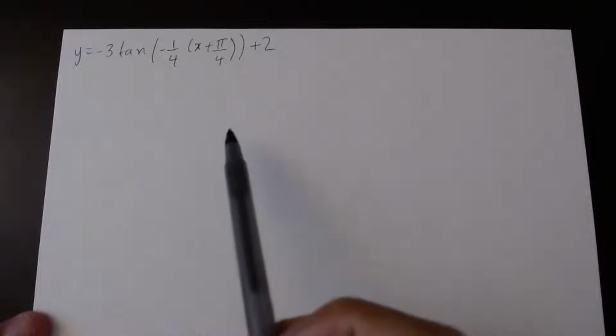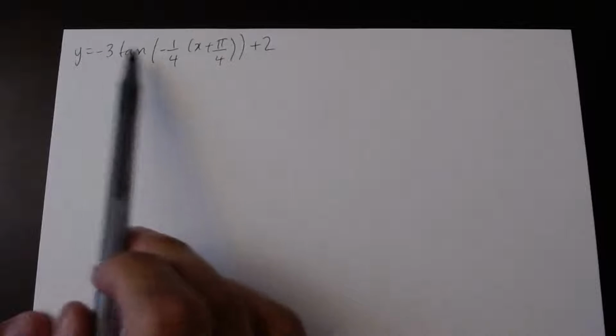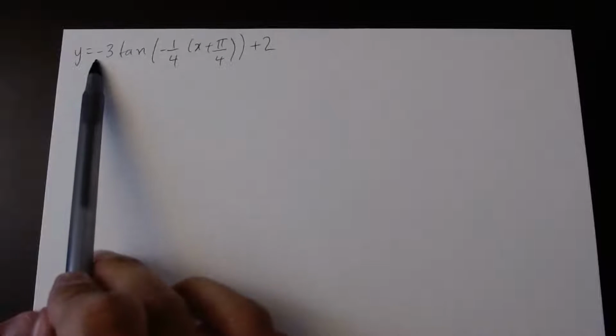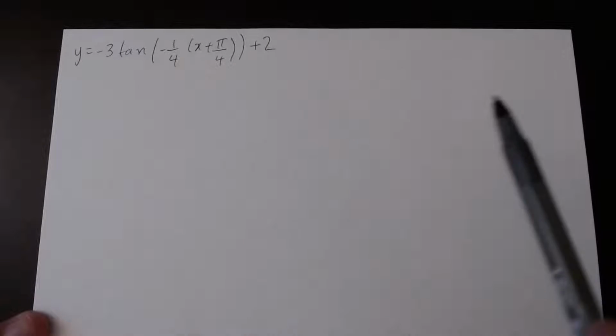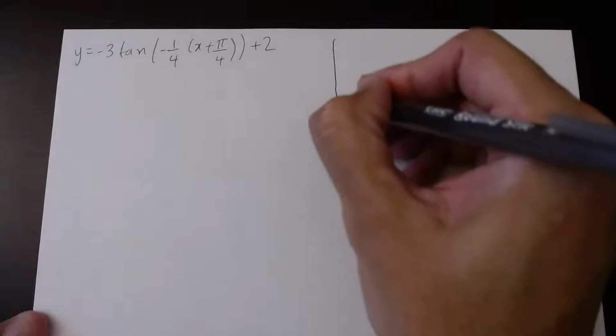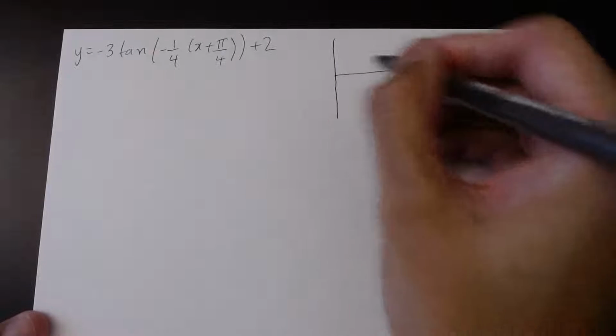Sketch this tan function with all these transformations. Let's start by looking at the two negatives here. This is a reflection in the x-axis. This is a reflection in the y-axis. Let's see how those affect a tan graph.